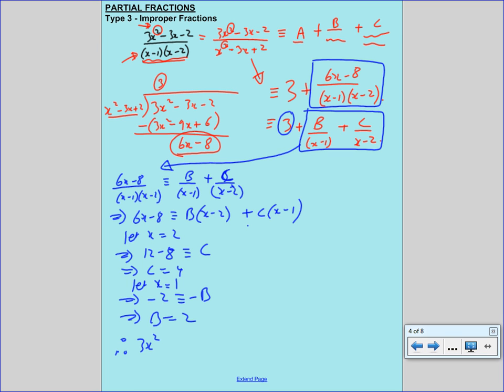So my final answer: 3x squared minus 3x minus 2 over x minus 1, x minus 2 is actually the same as 3 plus 2, because b is 2, over x minus 1, and c is 4, plus 4 over x minus 2.